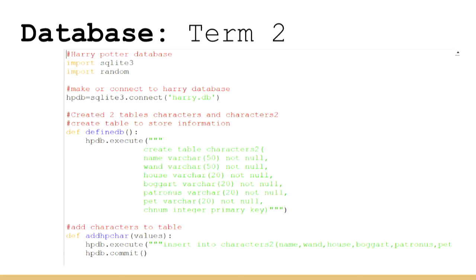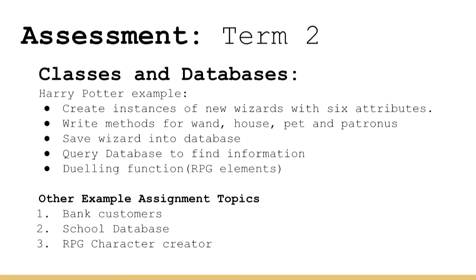So there's a bit of SQL. So in grade 9, they do databases and we do SQL stuff. So hopefully they've already got that prior knowledge. It's really just then how you access that database using Python, which is so easy, really. So simple. So their assignment is to create a class and database system. The Harry Potter example, create an instance of wizard with 6 attributes.